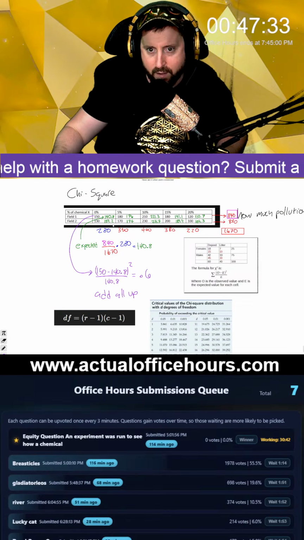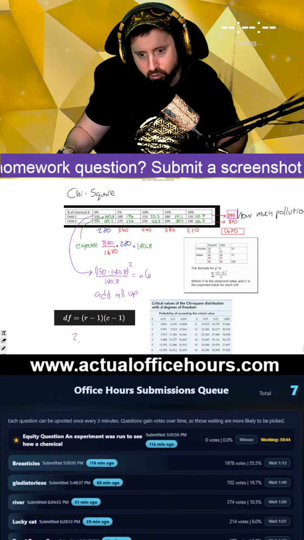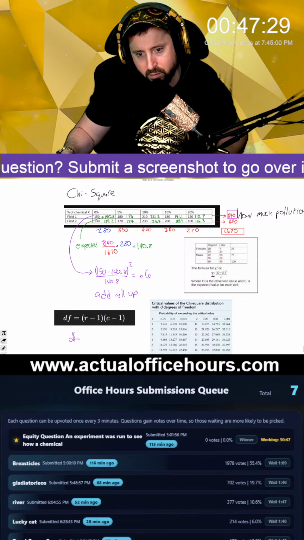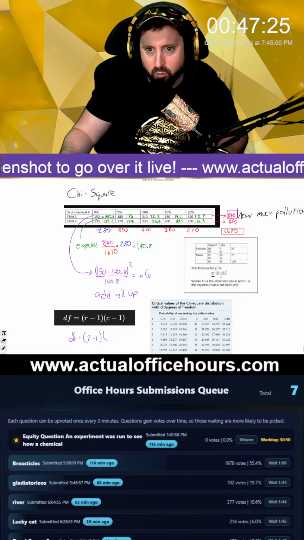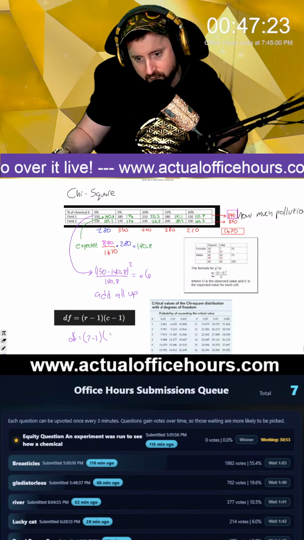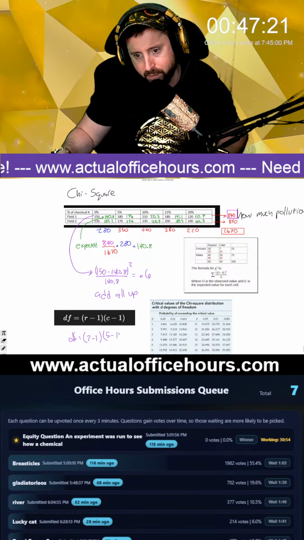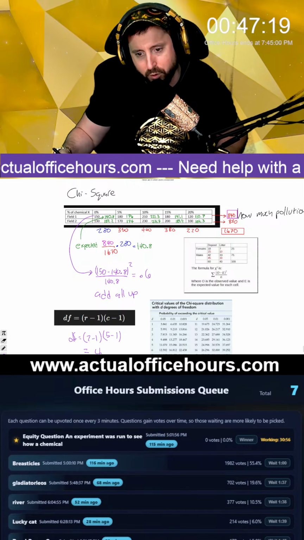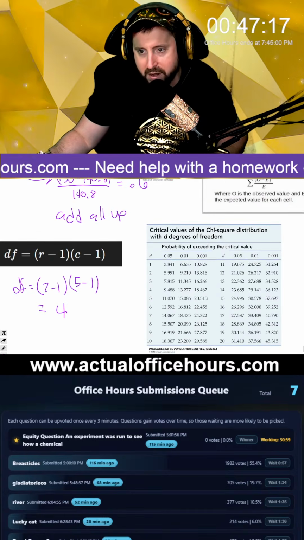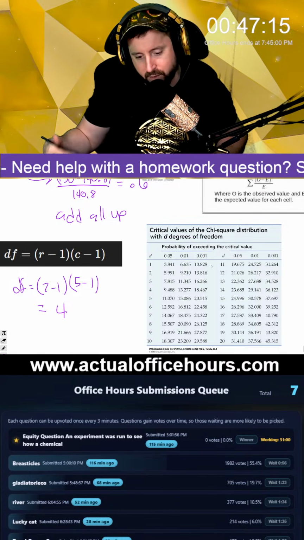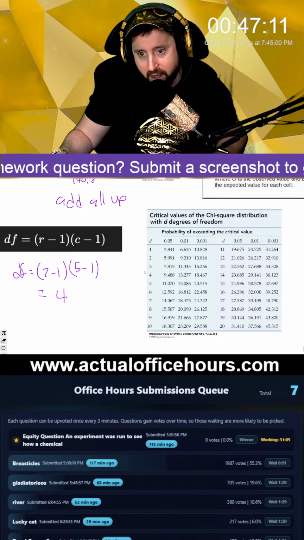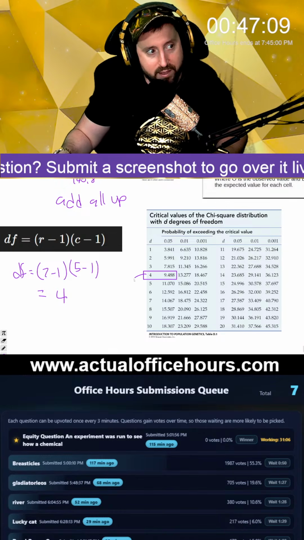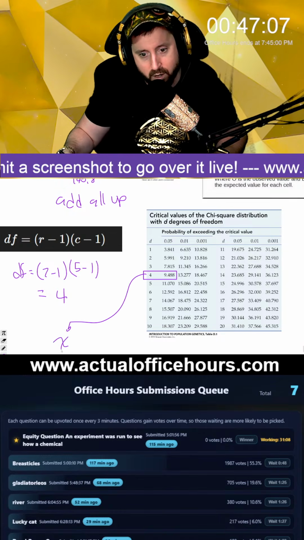Because you have 2 rows, this would be 2 minus 1, times columns minus 1, which is 1, 2, 3, 4, 5, so 4. So this means you have 4 degrees of freedom. Now you have to calculate what your alpha is, like how certain you want to be. In this case, let's assume alpha equals 0.05. This is now chi-critical.